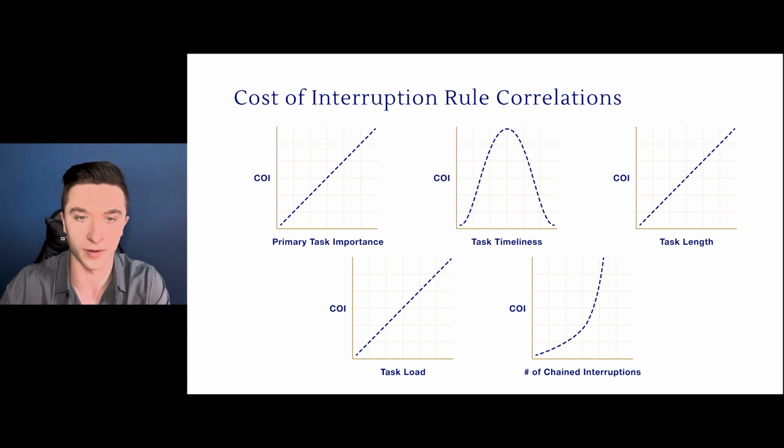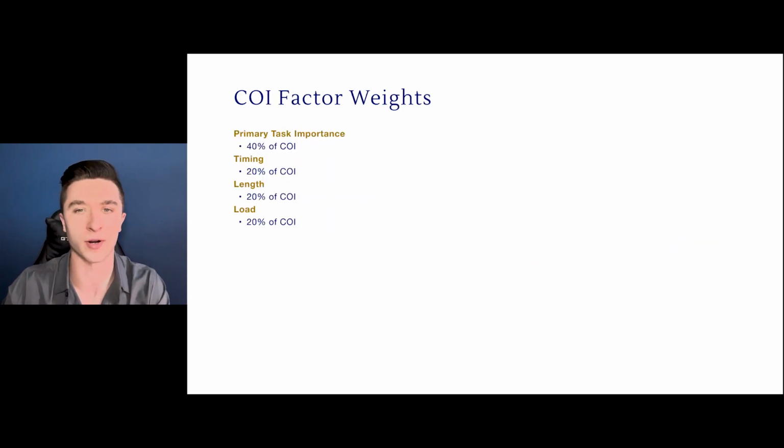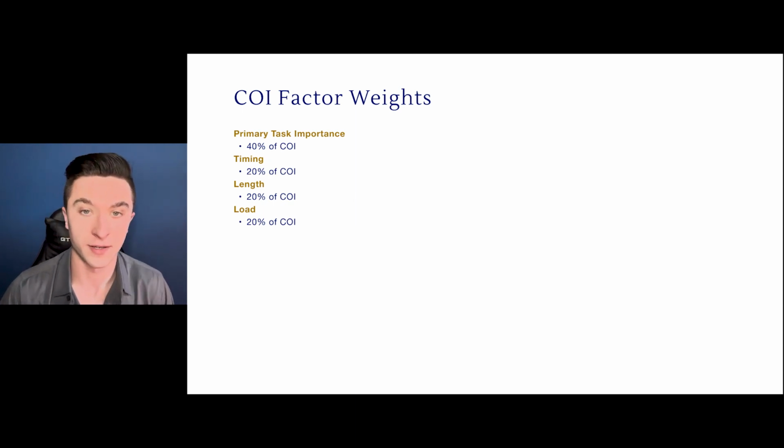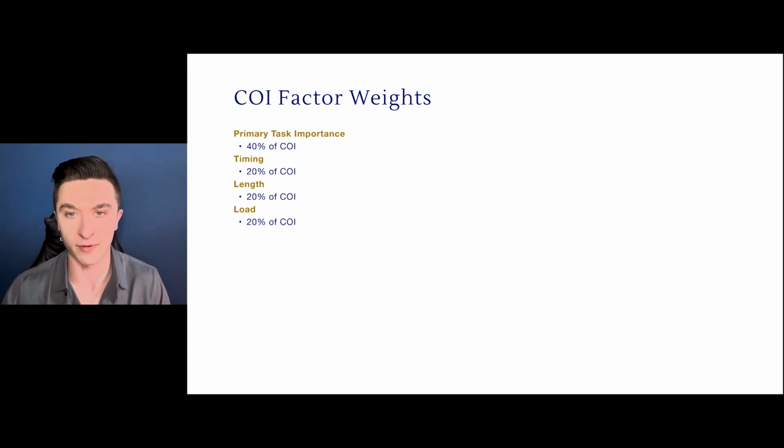So to put a number on it, primary task importance probably comprises about 40% of the cost of interruption. So it is the most important factor, but it doesn't get all of it. The three rules, timing, length, and load, each account for about 20%. So this means that even if your primary task is slightly less urgent than the interrupting task, let's say I have an interruption urgency of 5 and a primary task importance of 4, the actual total cost of interruption may end up being greater than that interruption urgency.